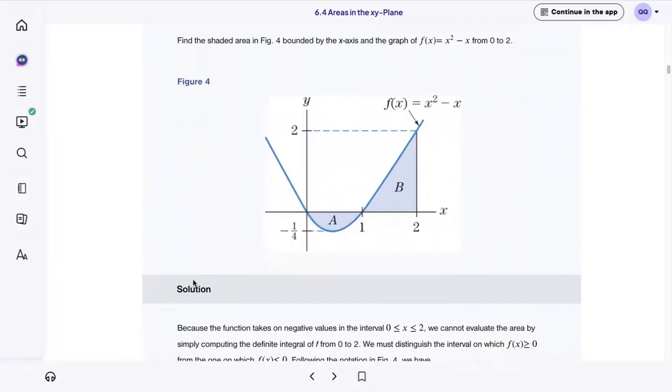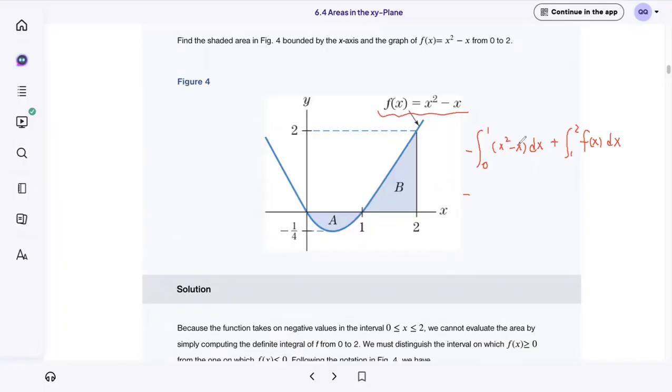Let's see this example. We have this function, x squared minus x, and we want to find the area from 0 to 2. So we need to split it into two integrals, right? From 0 to 1, we see the area is under the x-axis. We'll put a negative sign up front. The integrand is the function f of x, dx. Then plus from 1 to 2, which is above the x-axis. So we take a positive.